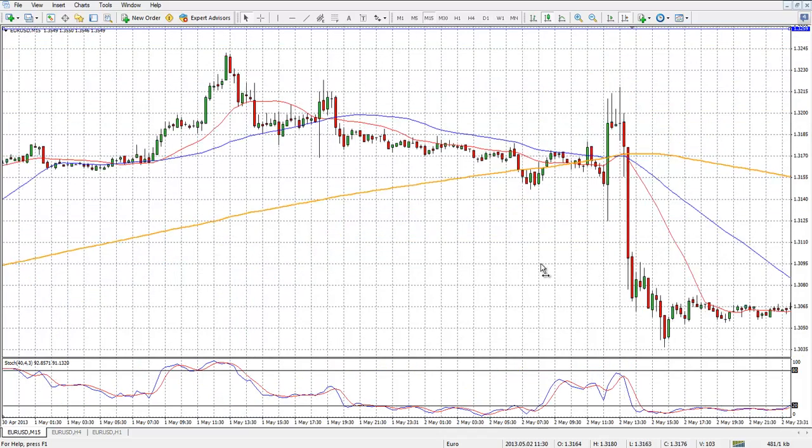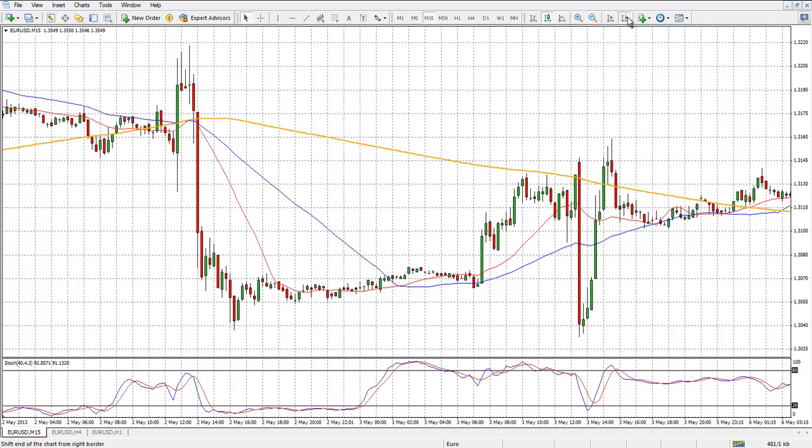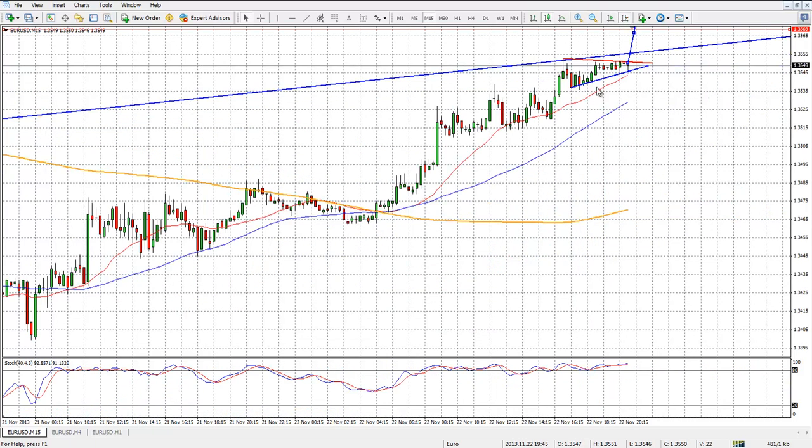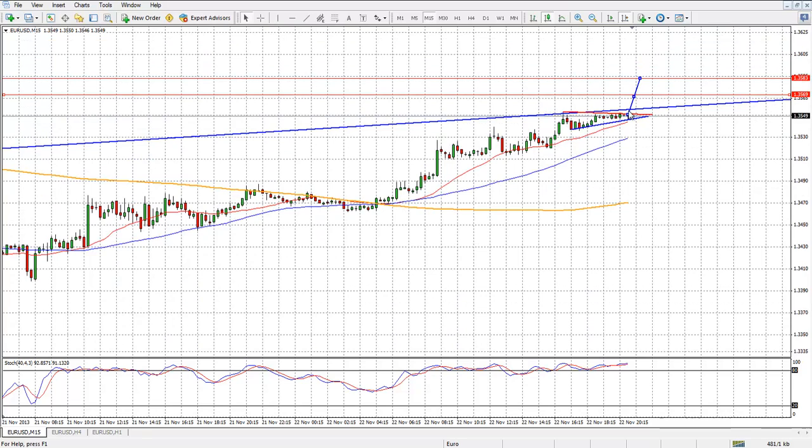So yet again, if we do see a breakout outside that consolidation range and a candle closing above, especially closing above this rising trend line, potentially following resistance can be found here at 1356 followed by 1358.